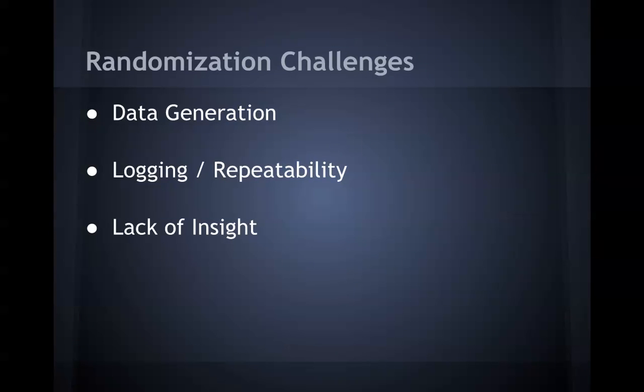Despite its benefits, randomization is still not commonplace. One of the main reasons for this is the lack of infrastructure around it. In order to use randomization effectively, we should be able to generate data. We should be able to log every data combination. We should be able to repeat specific combinations if needed. And we should be able to infer meaningful information from the data used by automation. This is what we intend to provide with TestSpicer.